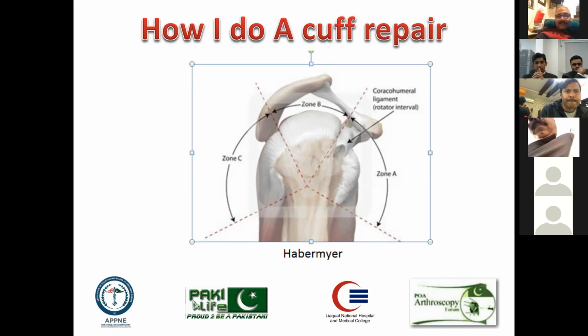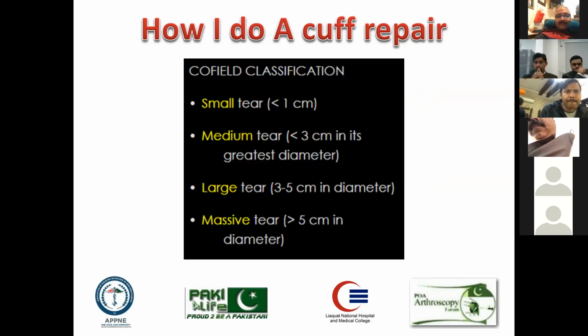So I do this first: I classify them with my ultrasound and see where my tear is. Then next, I use the Cofield classification to tell me whether I can do anything with it. So there's an orthopedic classification of the good, the bad, the ugly. The small is the good one, medium is the bad one, the large and massive are the ugly tears. Okay, and arbitrarily they are divided by 1 centimeter, 3 centimeters, 3 to 5 centimeters, and 5 centimeters and above. So this massive tear is in a classification where most of the time you have to augment them or do something else with them.